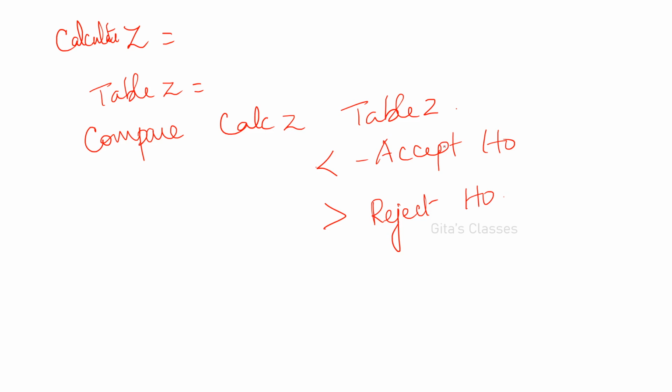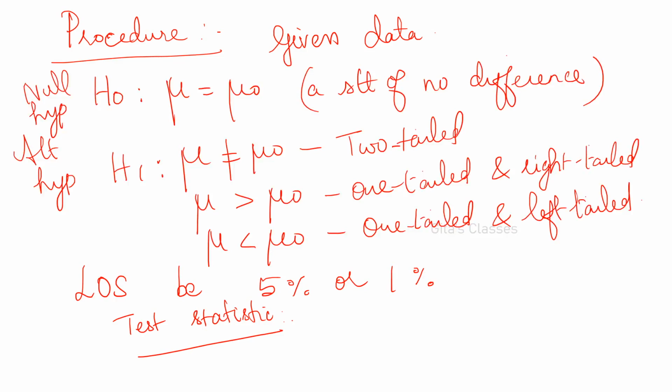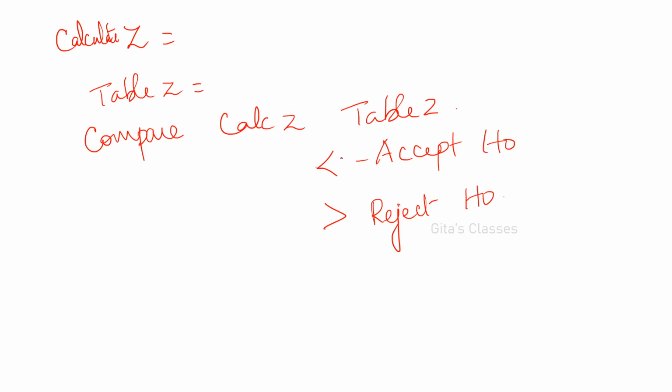Accept H0 means you are rejecting H1, that is the alternative hypothesis. And reject H0 means you are accepting H1. That is, H1 is always the opposite statement to H0. So whatever you are writing in H1, if you are rejecting H0, you are accepting H1. It is understood always.